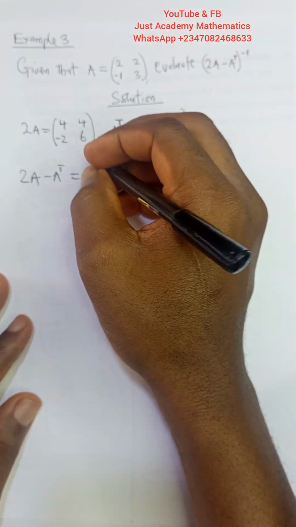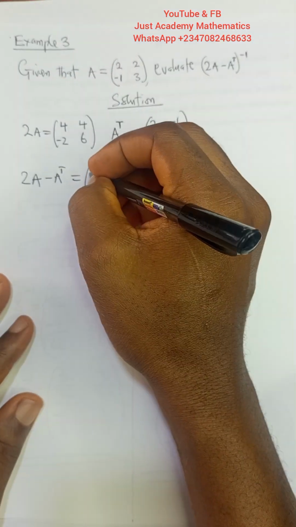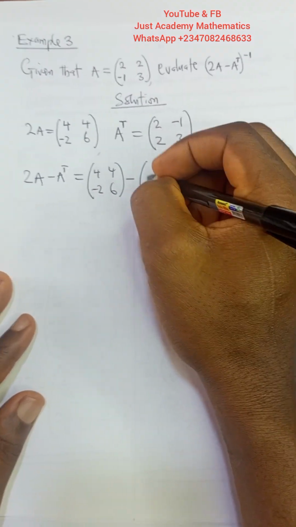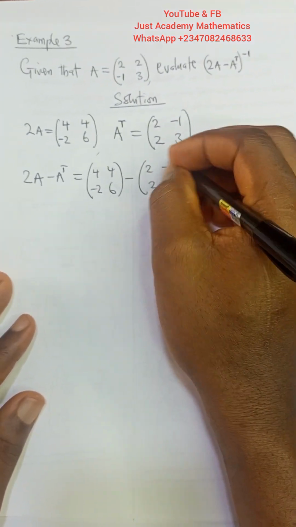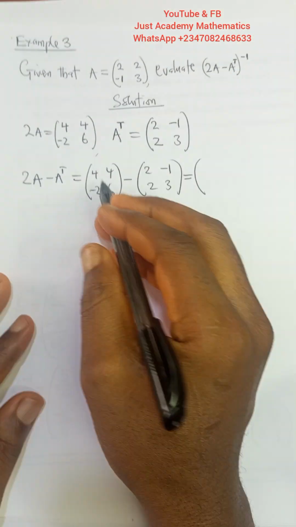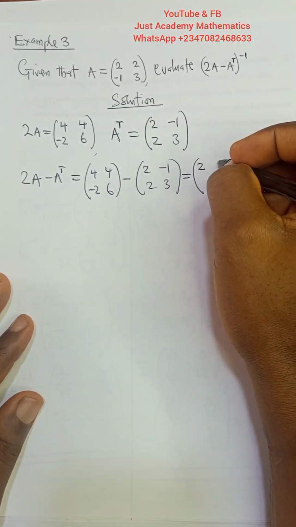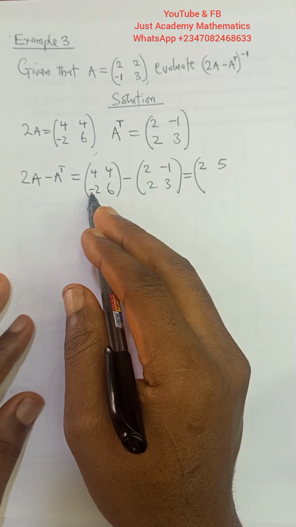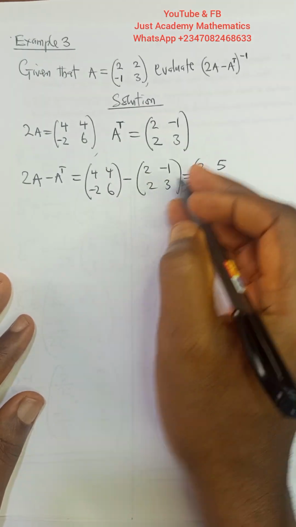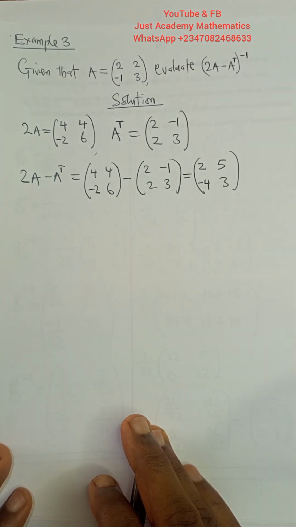And 2A minus A transpose is simply this minus this. That is 4 minus 2 6 minus 2 minus 1 2 3. Are you with me? And this will give me equals to what? 4 minus 2 is what? 2. 4 minus 1 is what? 5. Minus 2 minus 2 is what? Minus 4. 6 minus 3 is what? 3.